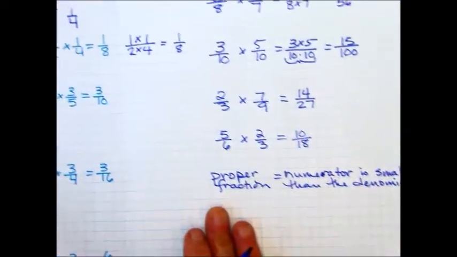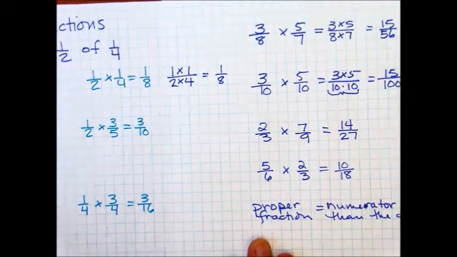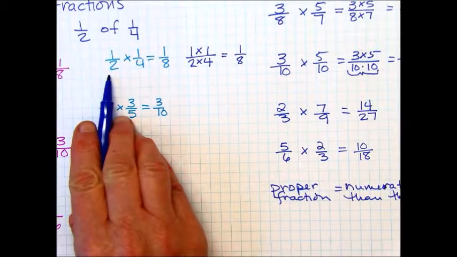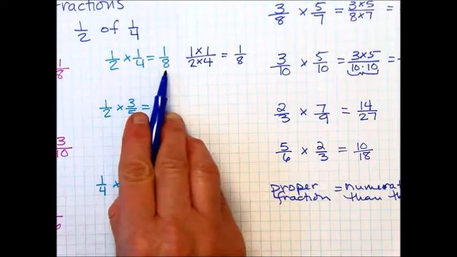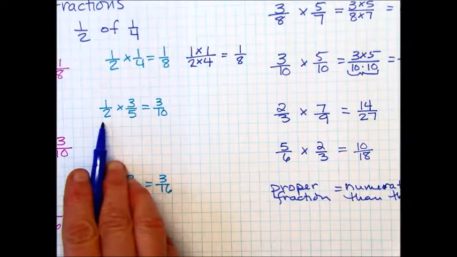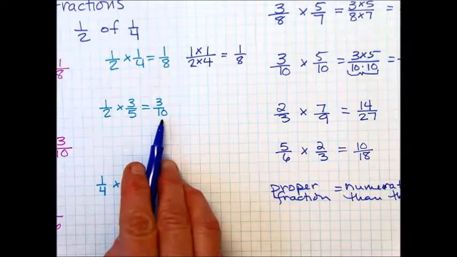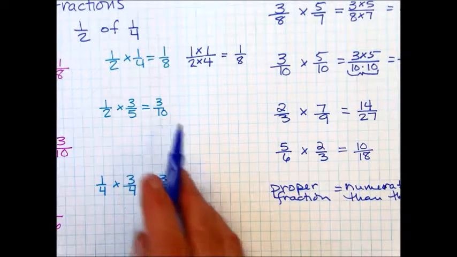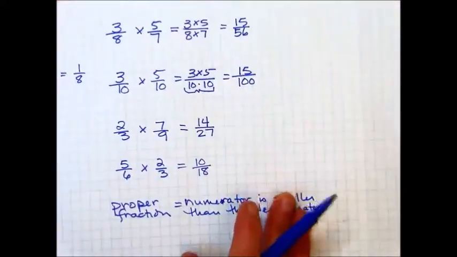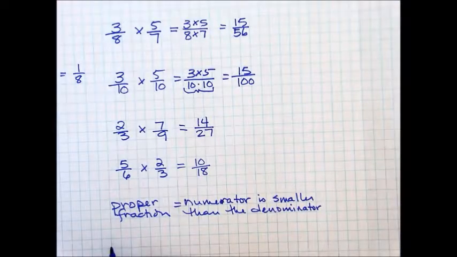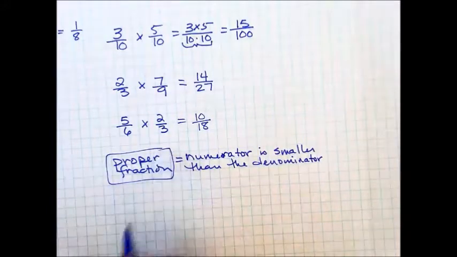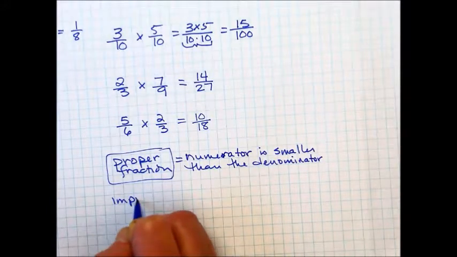Notice that in all the problems we just did, we were working with proper fractions. 1/2, that's proper. 1/4, our answer is also a proper fraction. Same with this one, 1/2, 3/5, 3/10. Those are all proper fractions. In fact, all of the fractions that we just did in this video so far have been proper fractions. The other type of fraction I want to talk about is called an improper fraction.